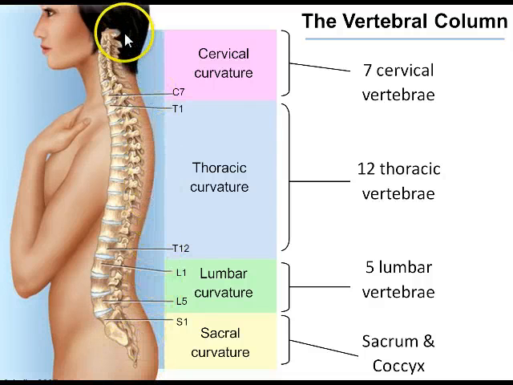Note that in the vertebral column we have a number of curvatures which help to distribute the weight of the body and therefore reduce the amount of muscle support that's required to keep our body in this erect position.